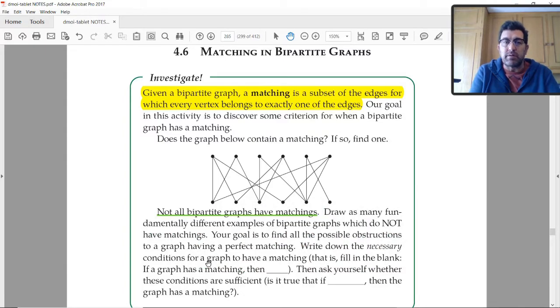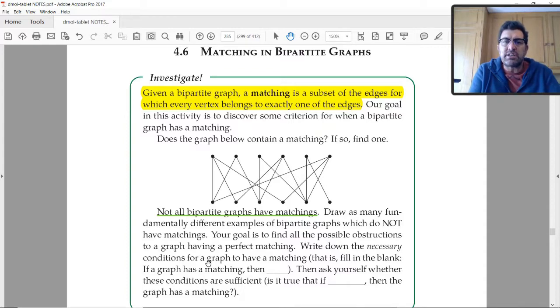Now remember, a bipartite graph is a graph where the vertices in the graph have been subdivided into two distinct sets, such that the vertices in set A are non-adjacent to the vertices in set A. And the same goes for set B. They are only adjacent across the sets. Then it's a bipartite graph.